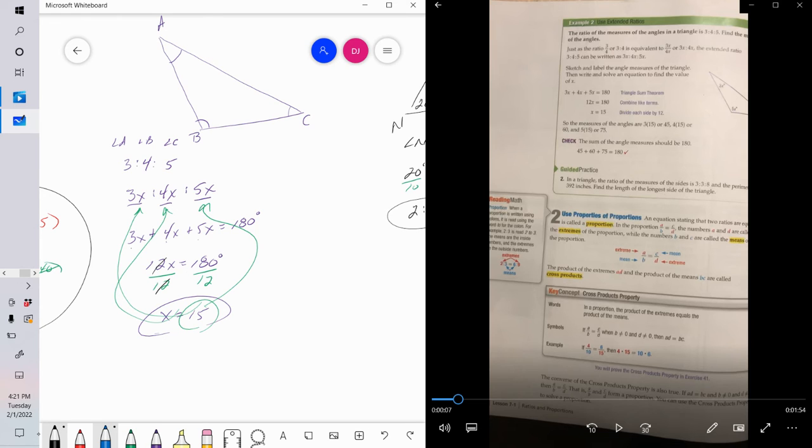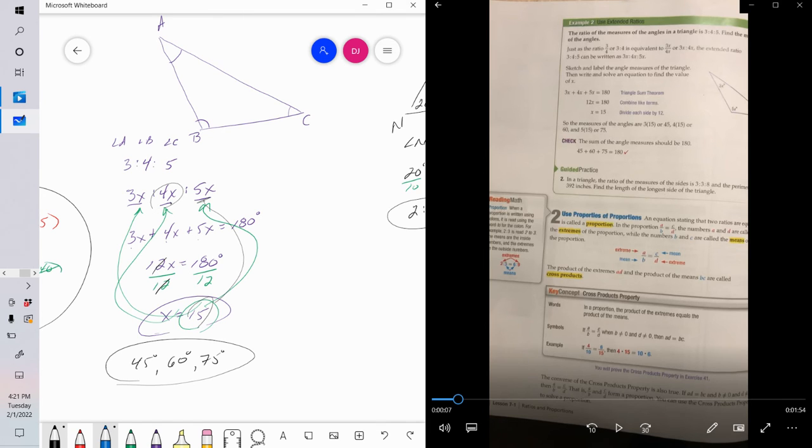3 times 15 is 45. Let's use a comma there. 4 times 15 is 60. And 5 times 15, excuse me, is 75. So the three angles of that triangle were 45, 60, and 75 degrees. Okay, so I hope that that makes sense a little bit.